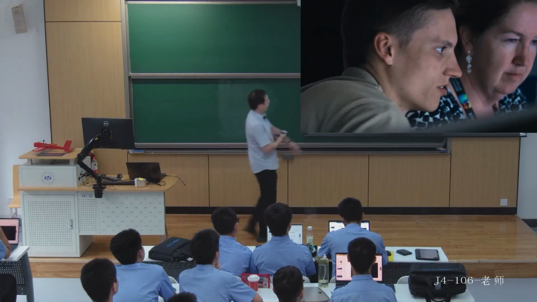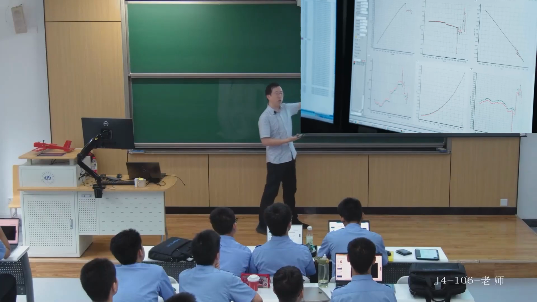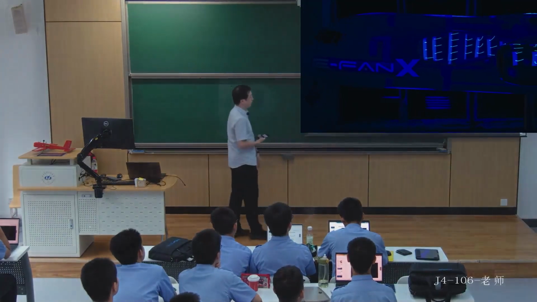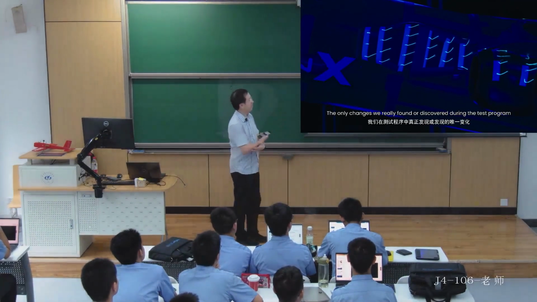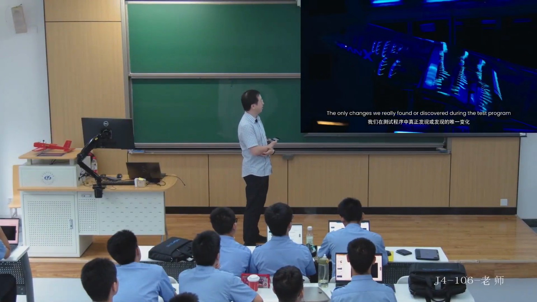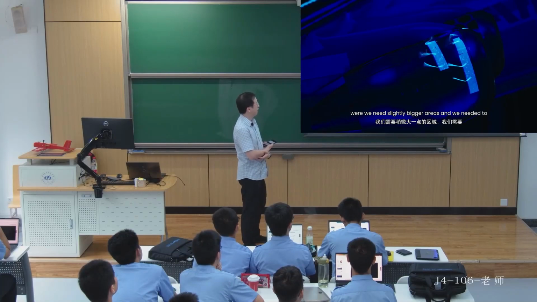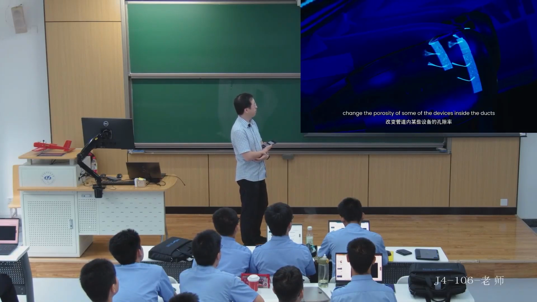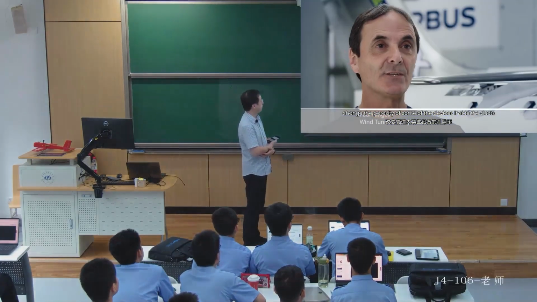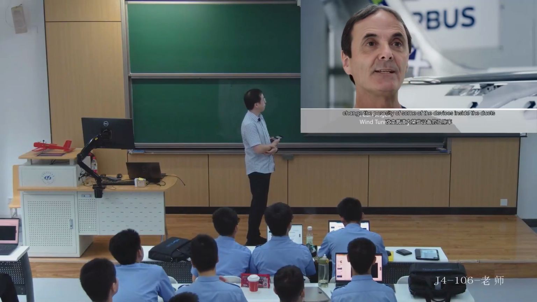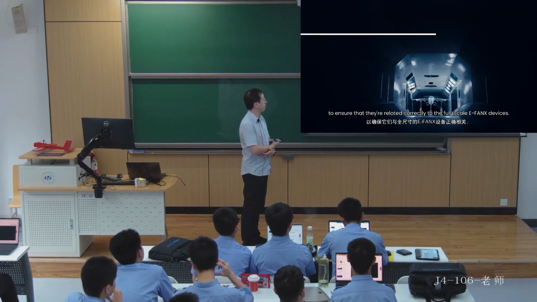I see that the yarn attached to the flying elephant is also used to observe the flow field. The only changes we really found or discovered during the test program were that we needed slightly bigger areas. And we needed to change the porosity of the devices in ducts to ensure that they correctly relate to the full-scale aerodynamic devices.